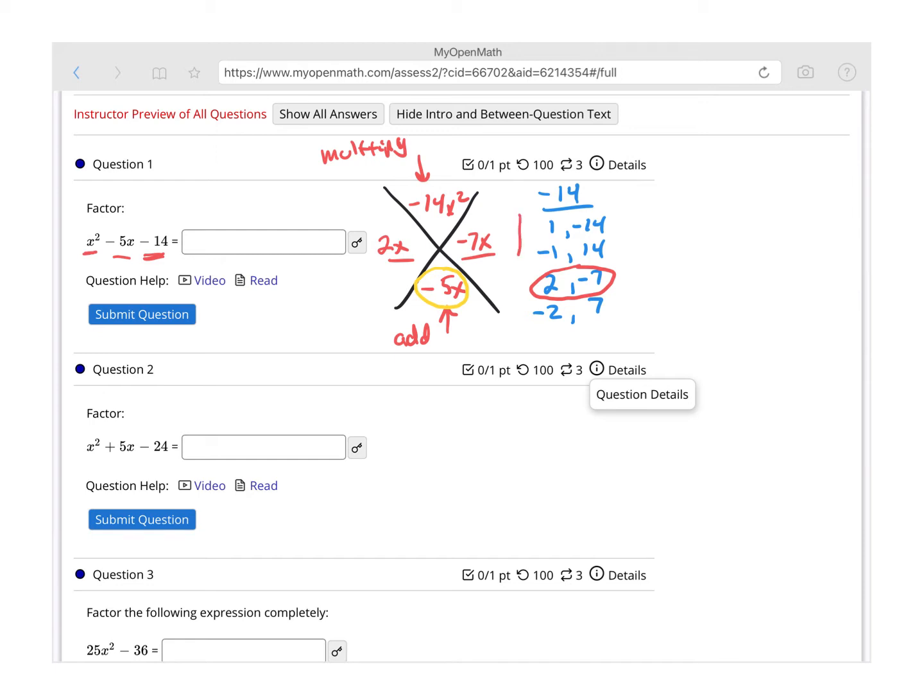Now, I don't really have to list all of the factors. I just have to list them until I get to the ones that work. So I could have just stopped after 2, negative 7, realizing that that works in my diamond problem. So that's the first step.